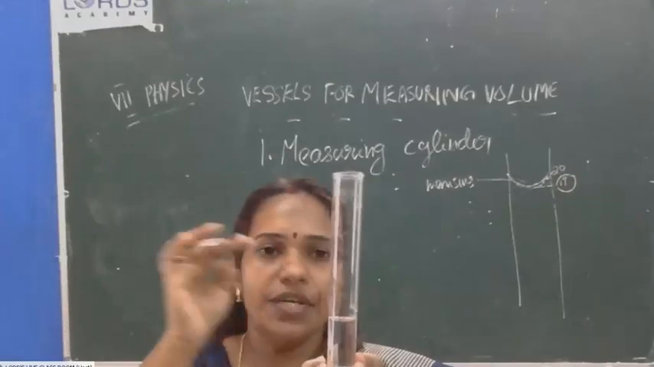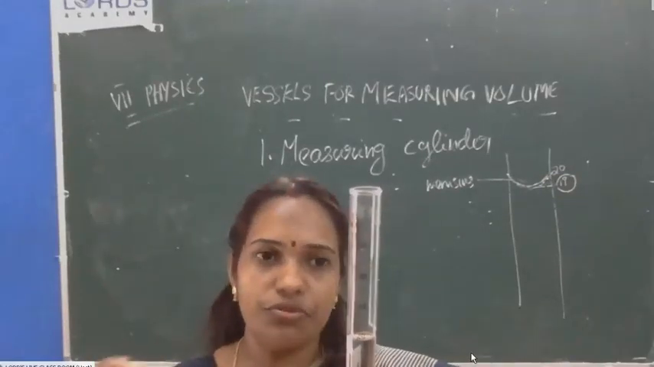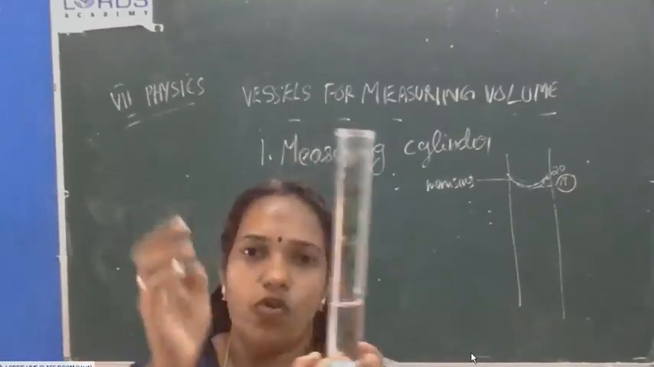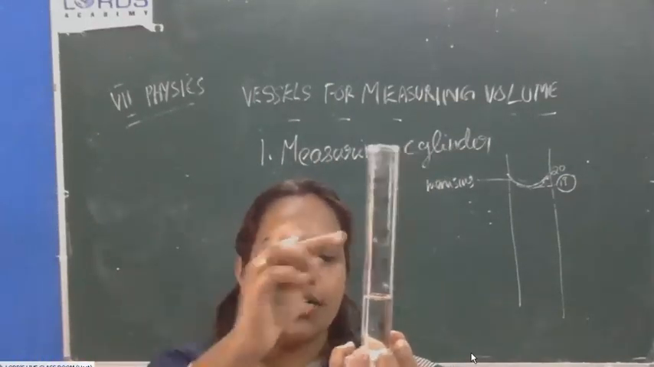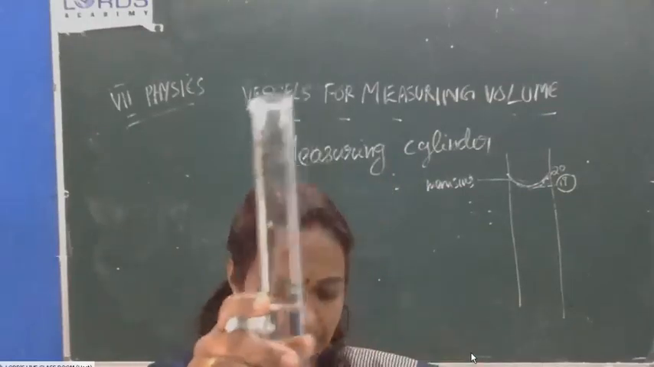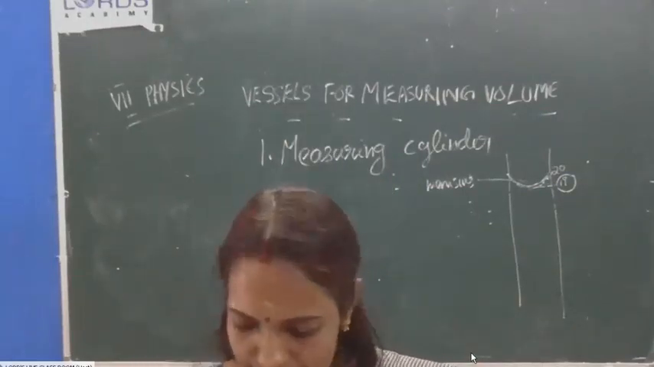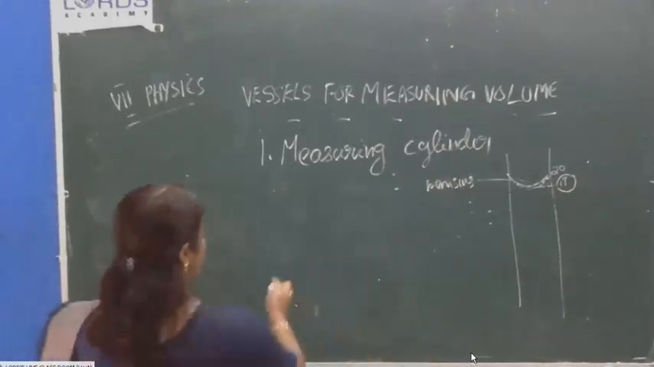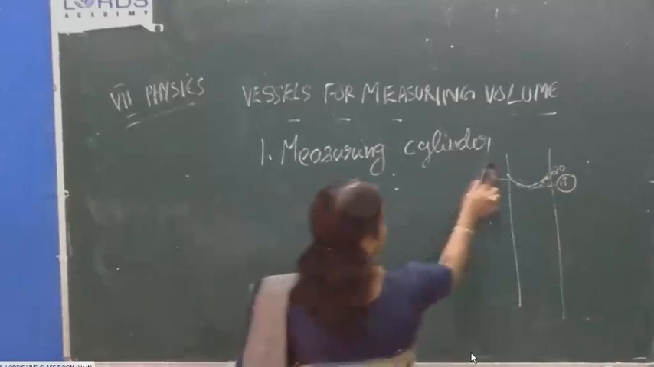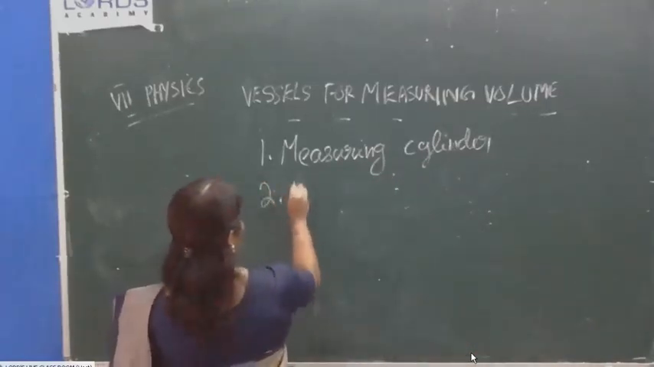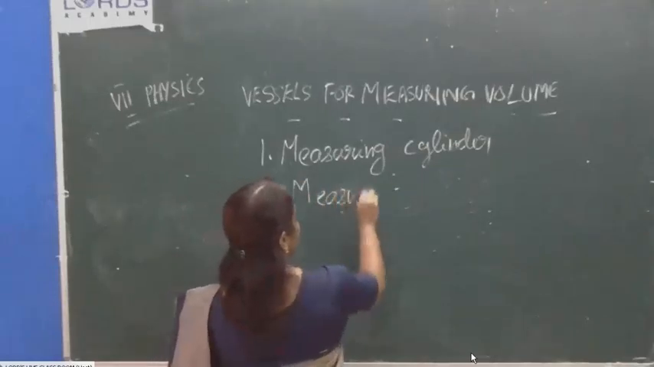Suppose you need 40 ml of milk. What do you have to do? You have to pour milk into this measuring cylinder till 40. The lower meniscus should touch 40. So it's very easy. All of you clear with that? You already saw this in 7th grade. Then the second one is the measuring beaker.